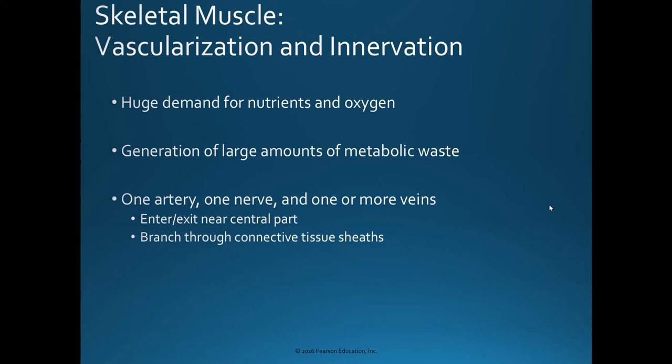And so not only do they need a ton of oxygen and nutrients, they also create a huge amount of waste by going through these contractile processes and physiology that we're going to talk about. Every skeletal muscle gets an artery, a nerve, and several veins that drain it. Typically they come in a bundle very near the central part of the muscle, and then they branch through these connective tissue coverings, these sheaths that we're going to talk about in just a second.